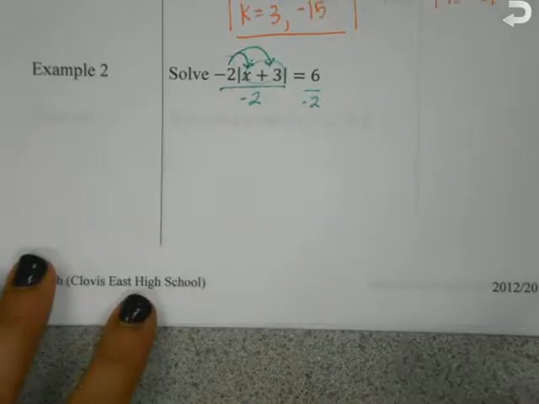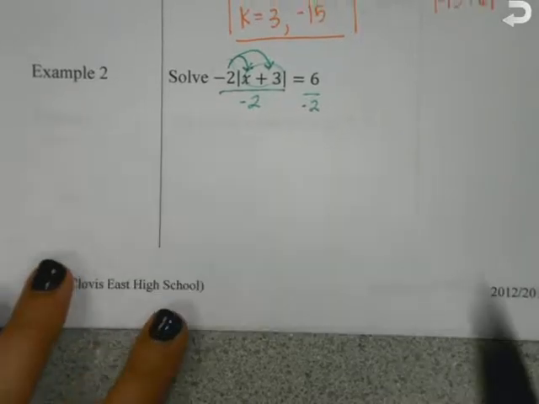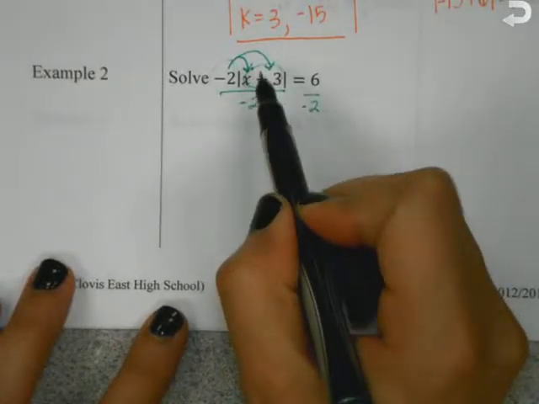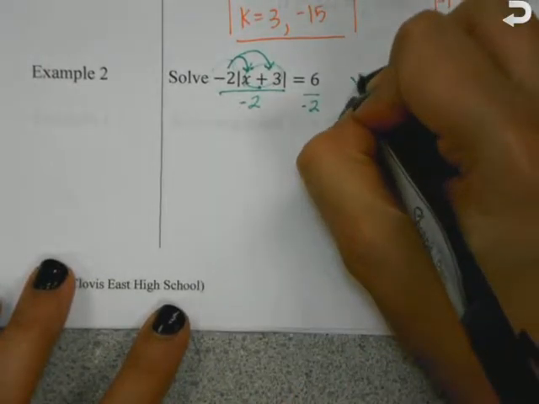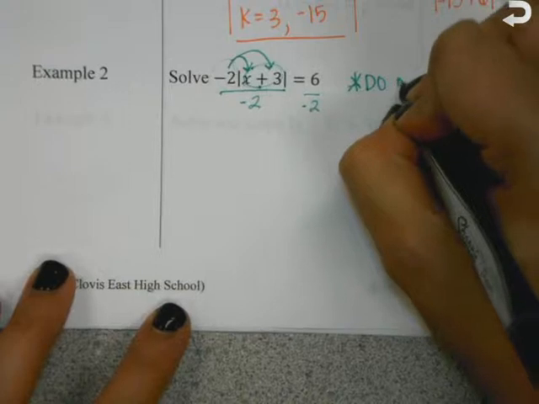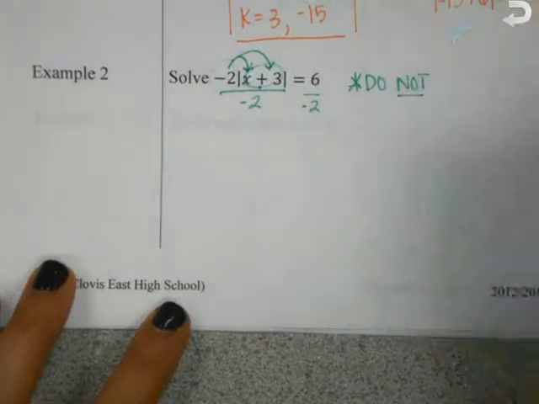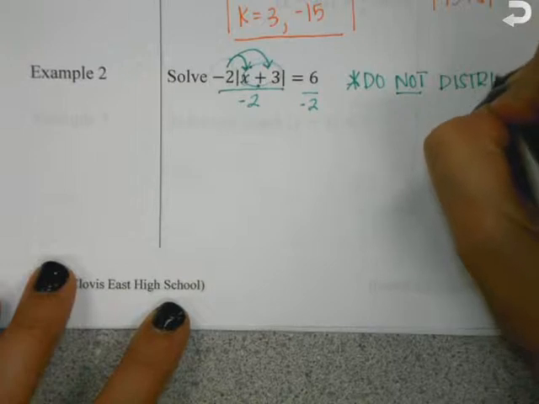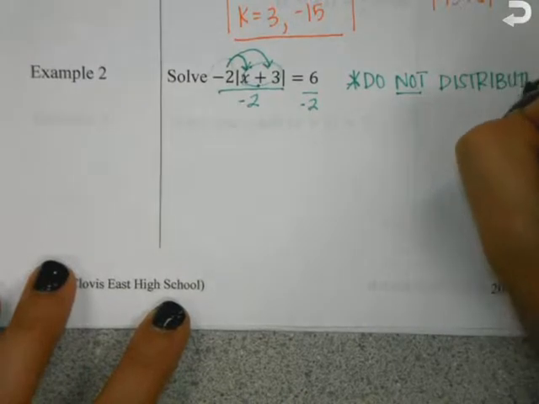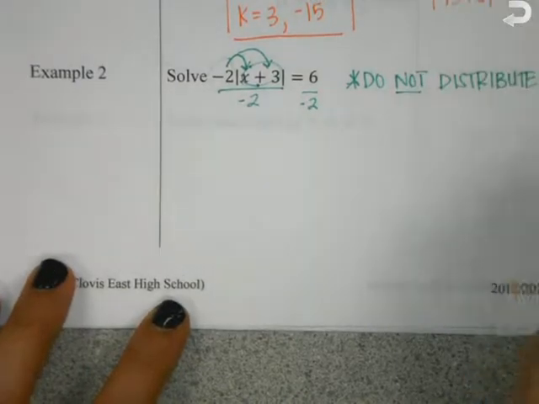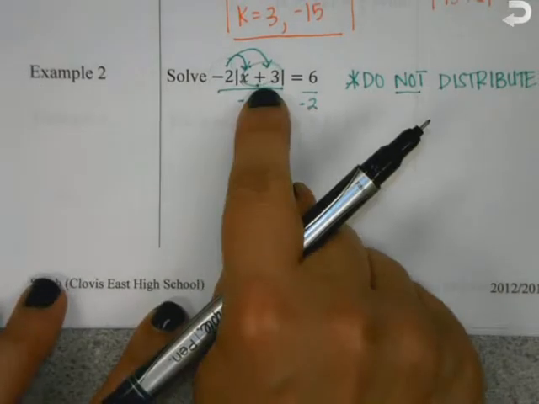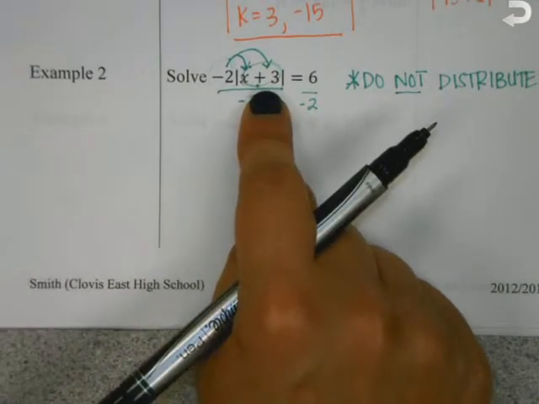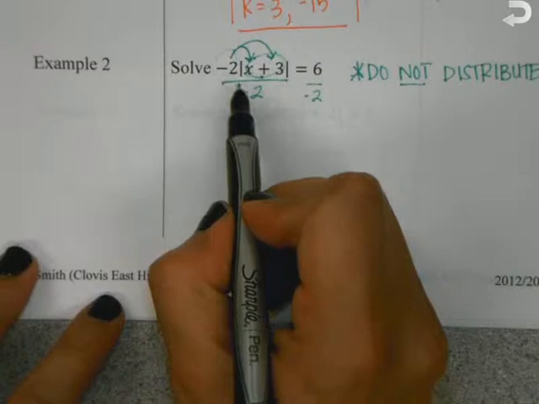So let's write that note. Do not, underline, distribute. Okay? We never ever want to distribute into the absolute value. We're trying to get it by itself. So we need to get that negative 2 to go away. Since negative 2 is being multiplied by the absolute value, we divide both sides by negative 2.